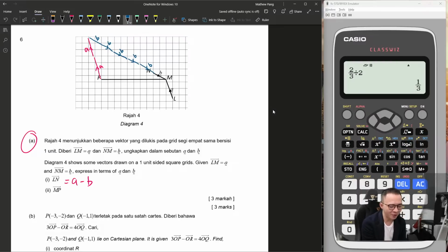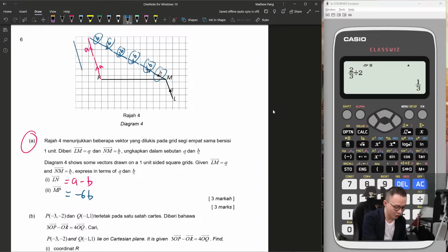So for M to P, how many B do I have? 1, 2, 3, 4, 5, 6. And in the opposite direction, right? So it's negative 6B. And this one is also going down, right? In the opposite direction. So minus 2A. Okay, so this is how we get this one.